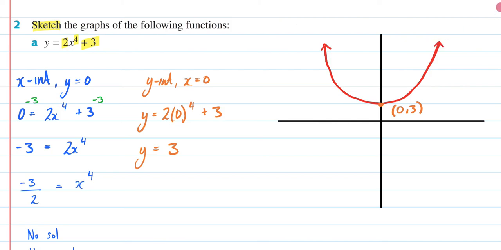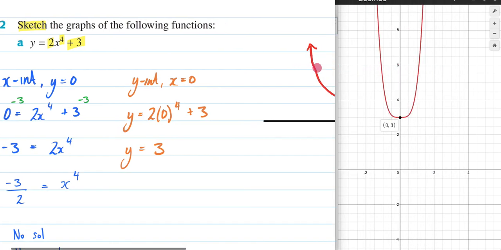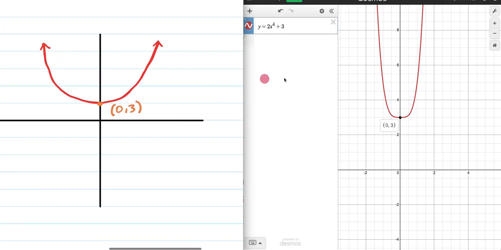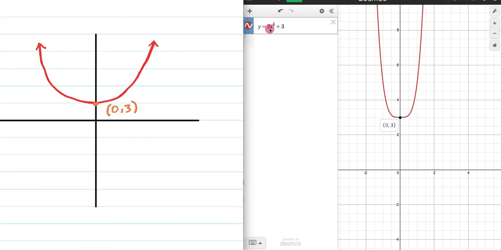Just to prove to you that our graph is going to look like this, here is Desmos, y equals 2x to the power of 4 plus 3. And as you can see, it's a bit flatter at the end. 0, 3 is our one point. That's all you need to do.